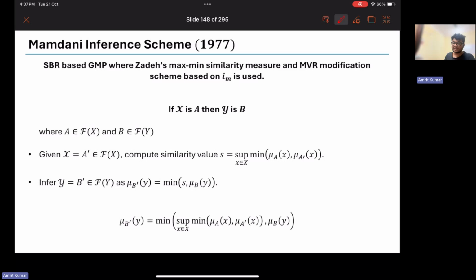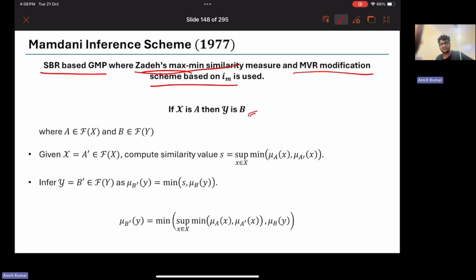And this Mamdani inference scheme is nothing but GMP based on similarity based reasoning, where Zadeh's maximum similarity measure is used and MVR modification scheme based on minimum T norm is used. Remember, MVR modification scheme involves product operation by default, but we can use any T norm instead of product operation. And if we use the minimum T norm and we use Zadeh's maximum similarity measure as our way to compute similarity value S, then what we end up getting is nothing but Mamdani's inference scheme. So let us see how it turns out.